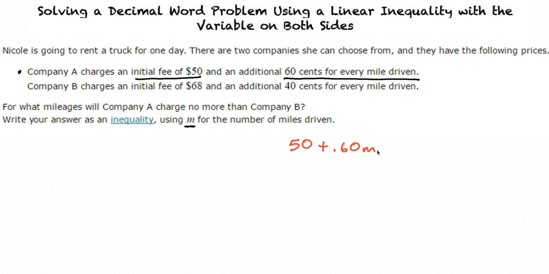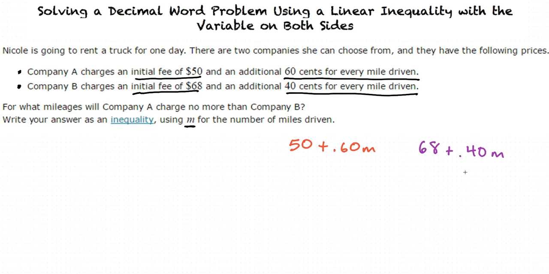So now we will write an expression for the charge of Company B. Using the given information, what should it be? If it's the same steps as I took before, then it should be 68 plus 0.4m, right? Yes, now we need to set these two expressions into an inequality.